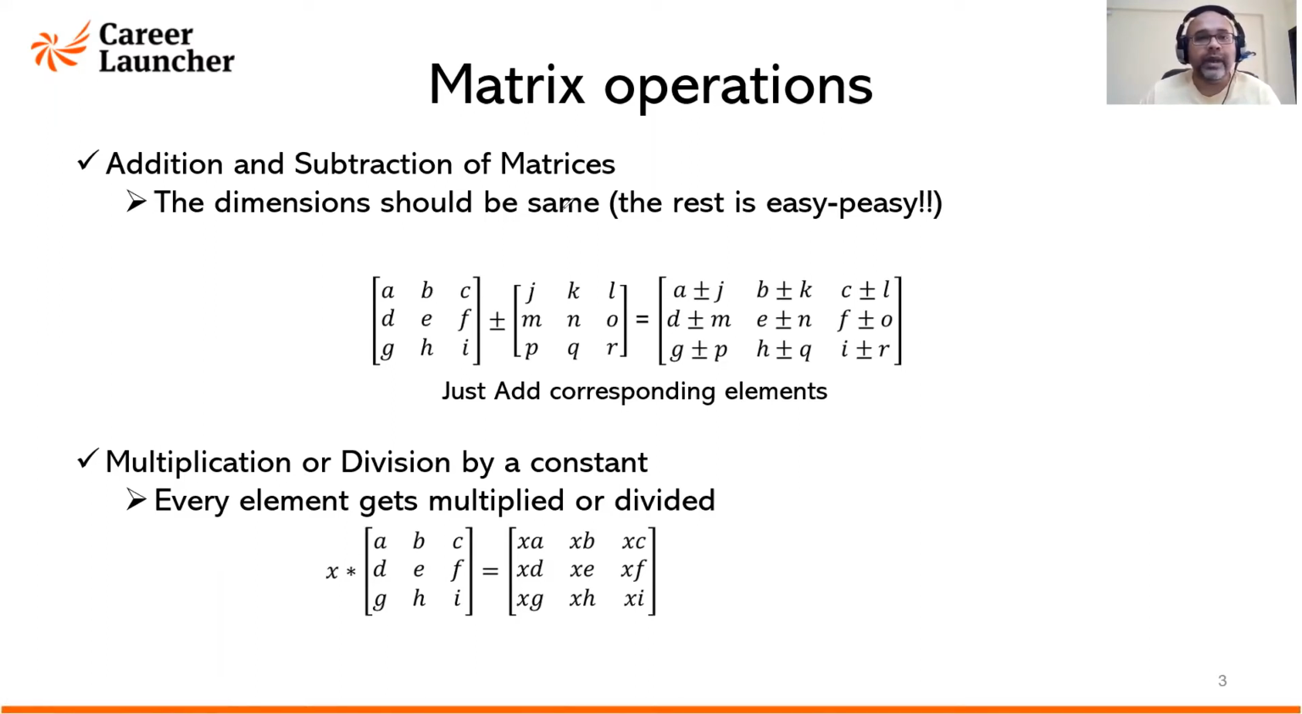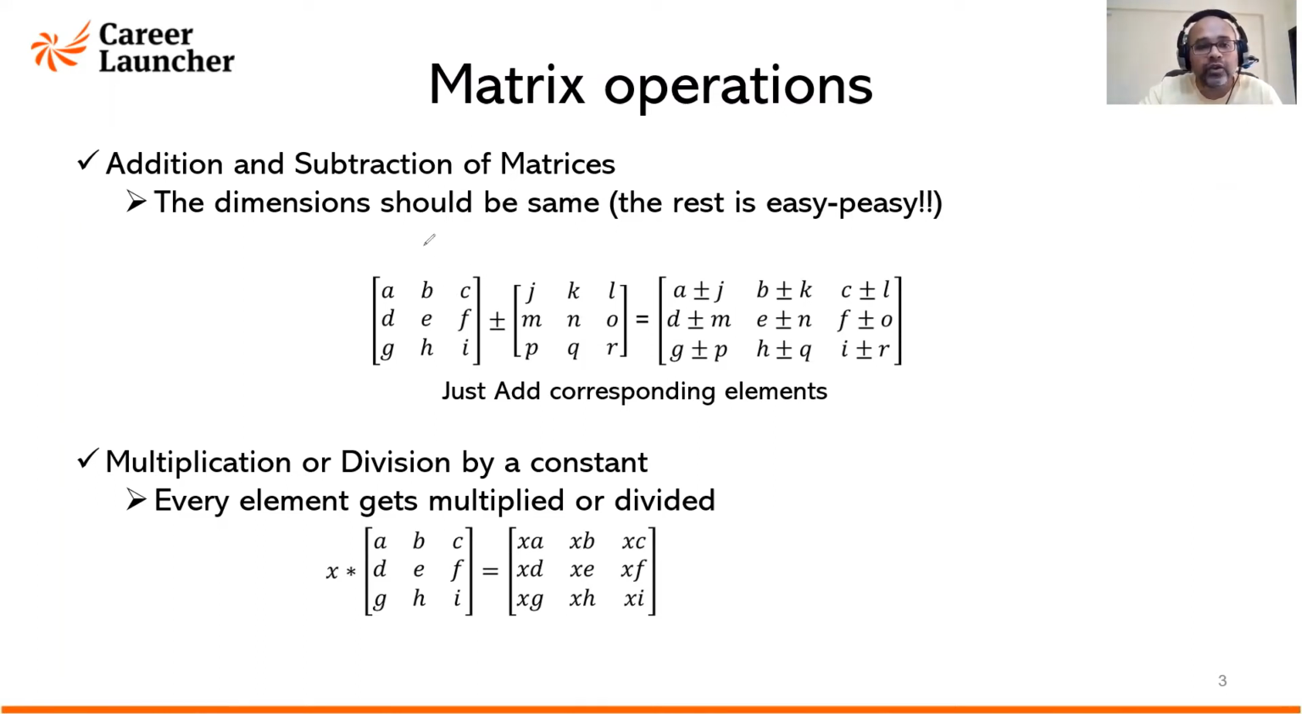Now, for the matrices to be added or subtracted, one of the most important things to be kept in mind is only those matrices whose dimensions are same can be added. That is one of the prerequisites for the matrices to be added or subtracted. The reason is, when I explain to you how they are added, it becomes very obvious.